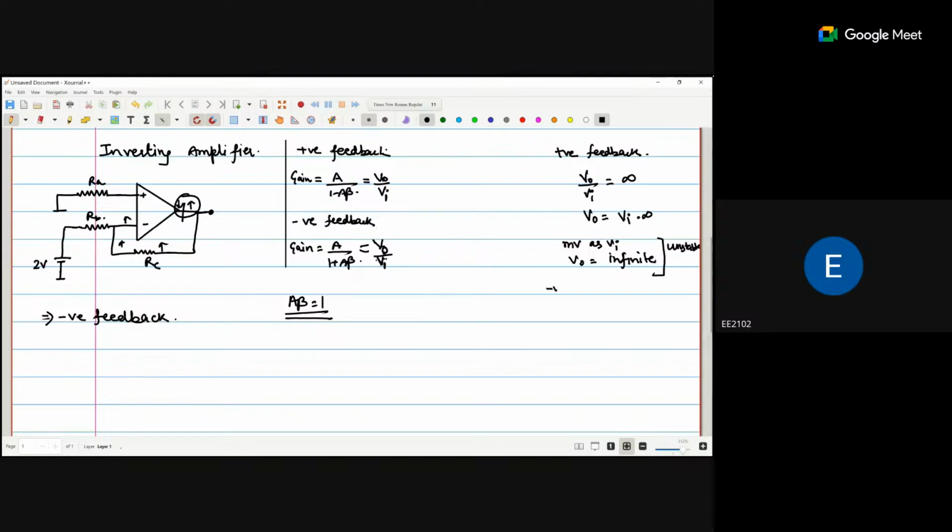Whereas in the case of negative feedback, V naught upon Vi is equal to infinite when A beta is equal to -1.